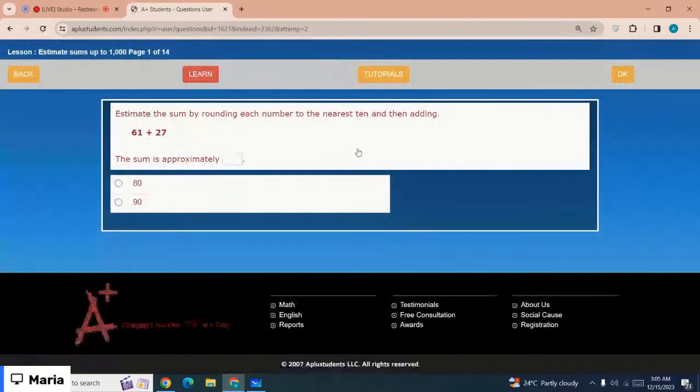Okay, the next one is estimate the sum by rounding each number to the nearest 10 and then adding. You do not have any trouble, so don't create troubles for the others. Just write the relevant things only. That's for you, PK.